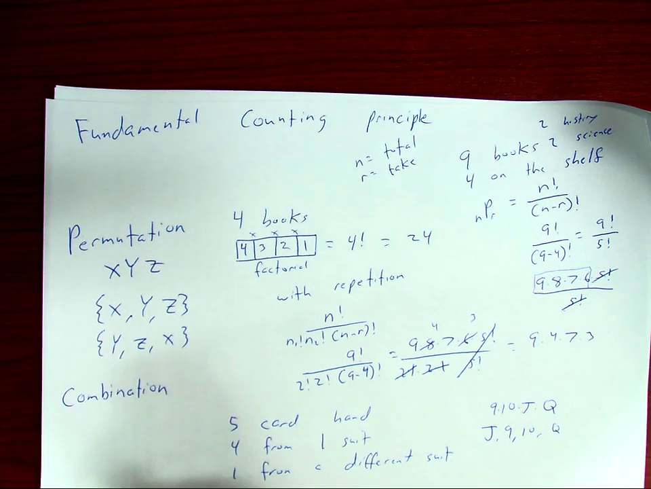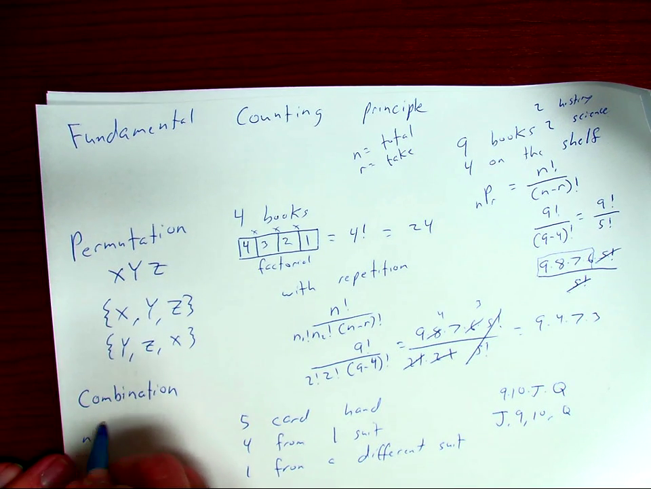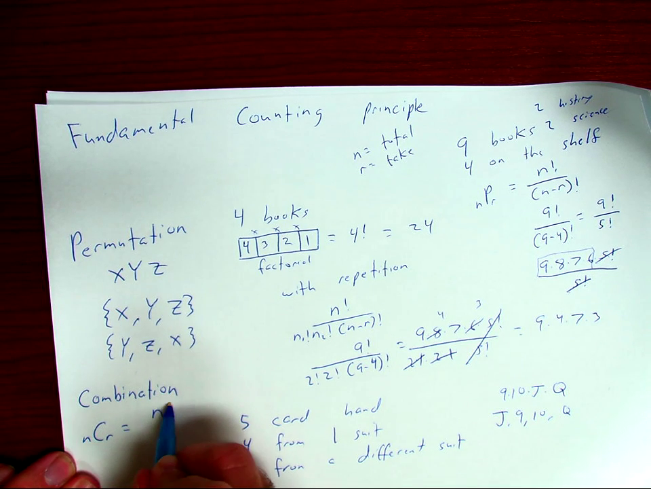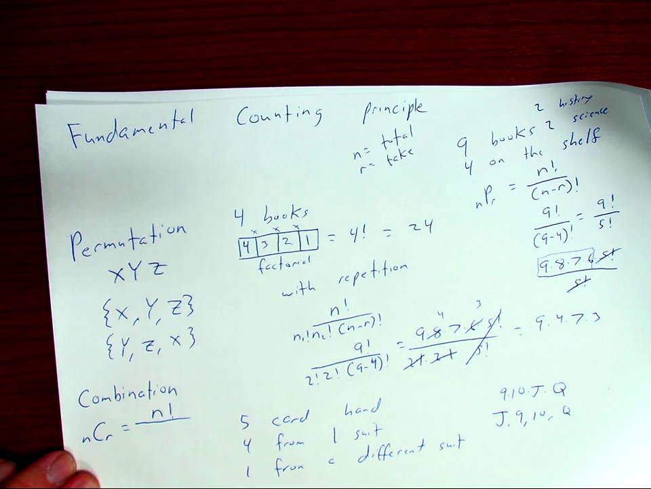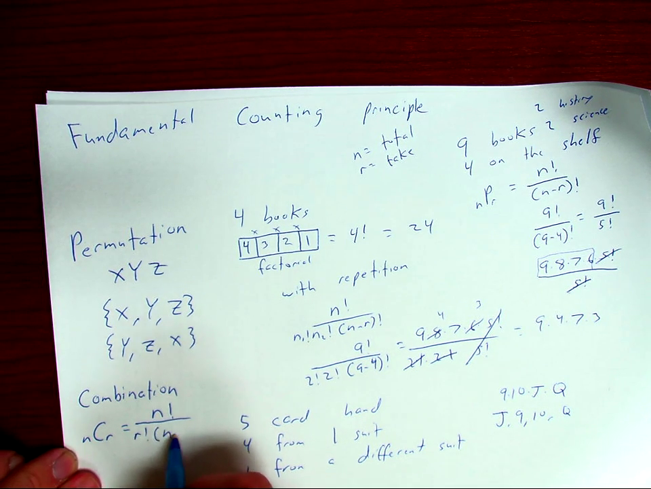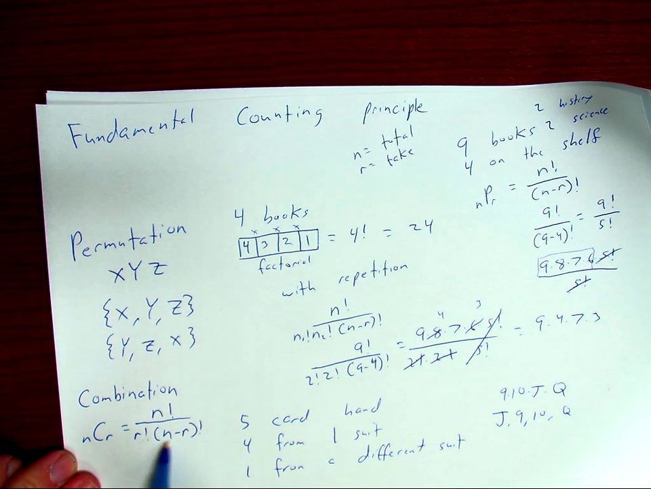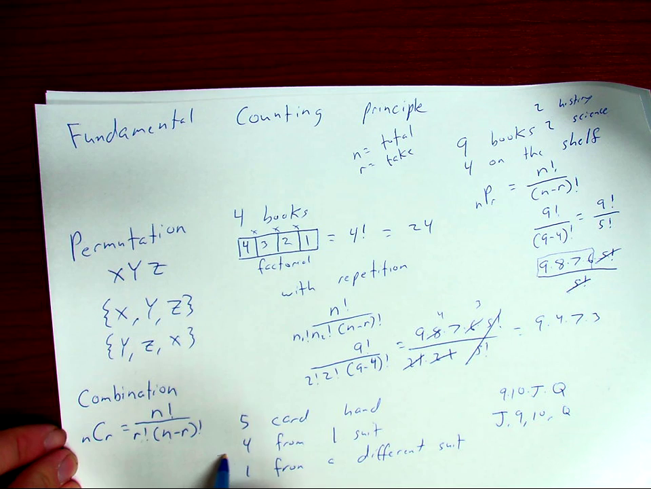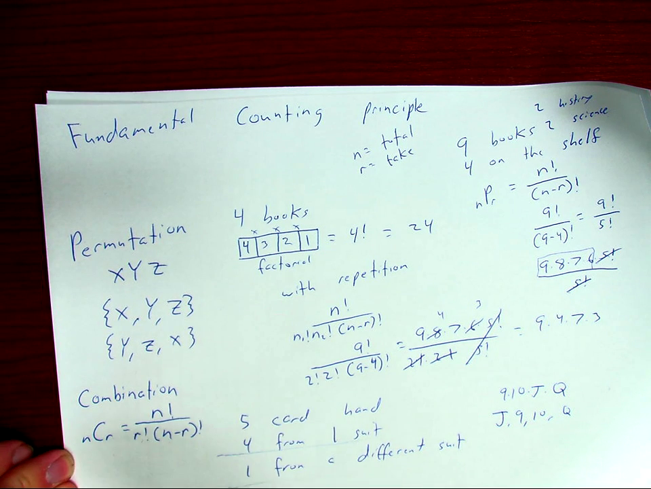Okay. And for combination nCr, it's still your total number of choices on top, but in the denominator, it's going to be what you're taking, factorial, and your total minus what you take, factorial. So these two should always add up to your numerator. So we have 2 takes. I'm taking 4 at a time, I'm taking 1 at a time. So I have 2 combinations.